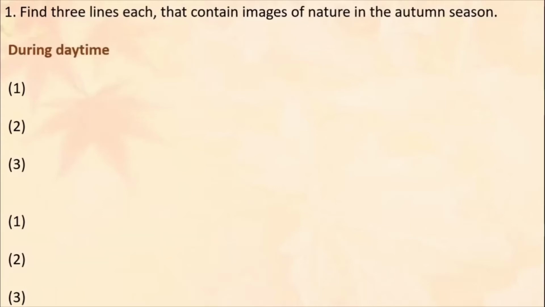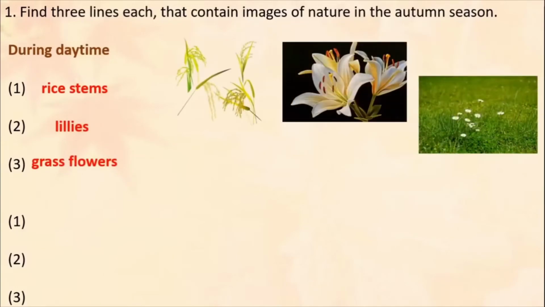During daytime, what all things can you see around you in the autumn? I will give you the words. You're supposed to find out which line they belong to. In this way, you will get an additional opportunity to read the poem again. So during daytime, you see rice stems, you see lilies and grass flowers. These are the images that you can associate with the season autumn, especially during the daytime.